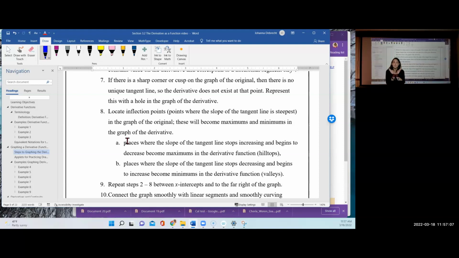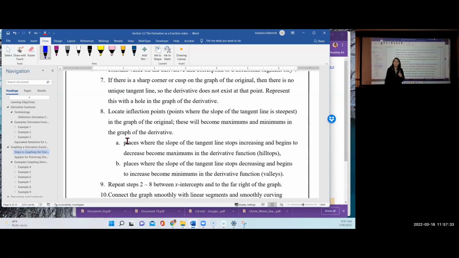The same thing happens at a cusp. When you think about a heart shape, that point up here where it comes down and makes a sharp cusp-like shape does not have a unique tangent line. And because it doesn't have a unique tangent line, the derivative does not exist. In the graph of the derivative then, corners and cusps correspond to holes in the graph of the derivative.